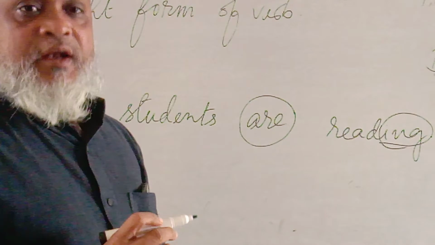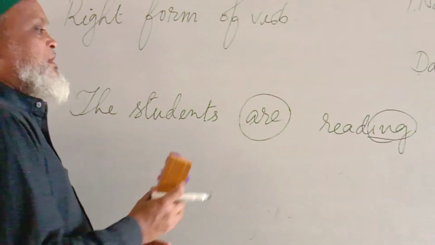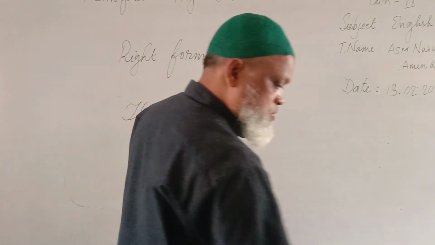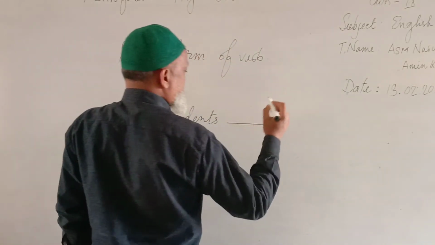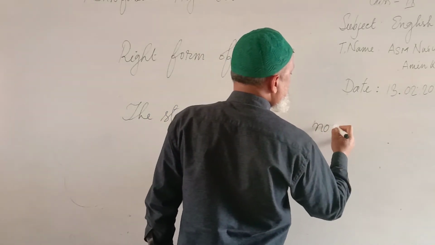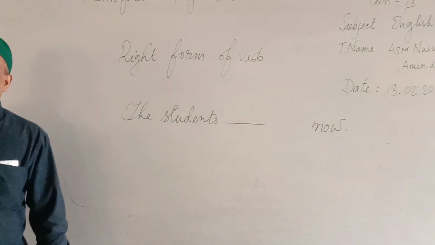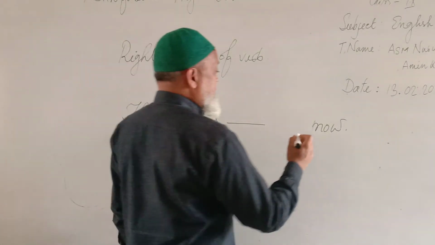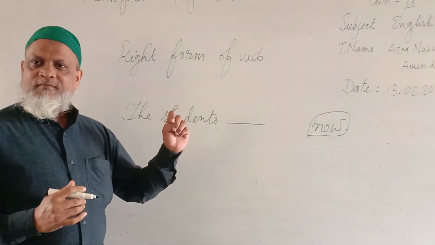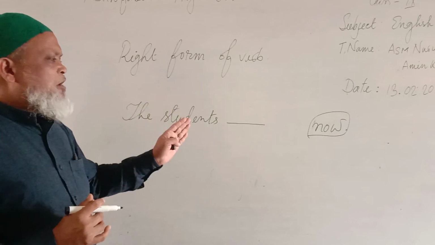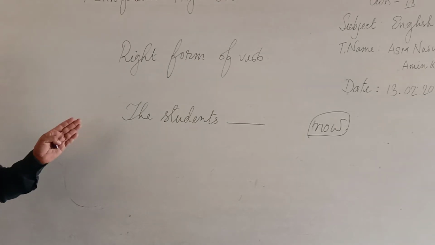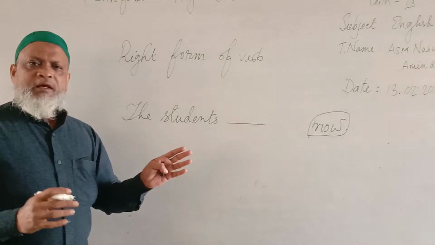And in which situation do we have to use present continuous tense? Just now. Now is an adverb. The students dash. If we use the right verb here, at first we have to select the verb. Which verb will be used here? I think the verb will be play.